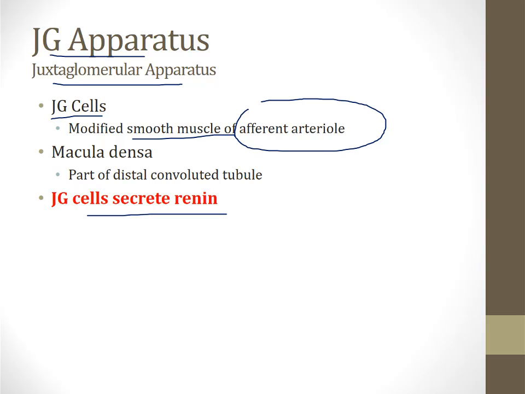Also within the JG apparatus you can find the macula densa. This is part of the distal convoluted tubule, and as we'll see in a minute, the macula densa is important for triggering the release of renin.